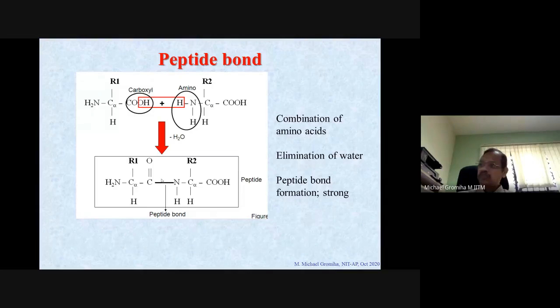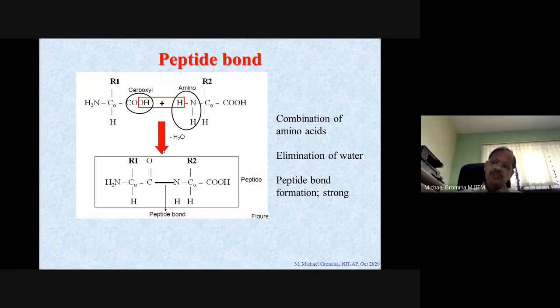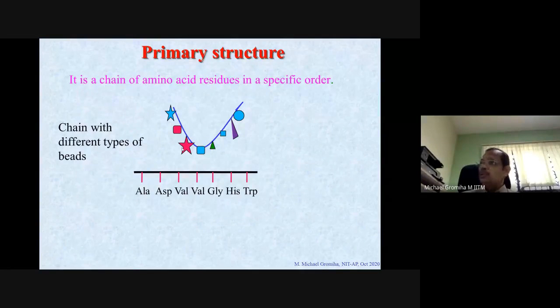Peptide bond formation. So if you combine 10 amino acids, how many water molecules will be eliminated? 9. Because it is n minus 1; for 2 amino acids it is 2 minus 1, which is 1. So for 10, it is 10 minus 1 equals 9. Fine. Okay, how to form this sequence, right?